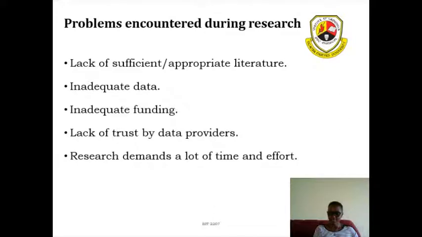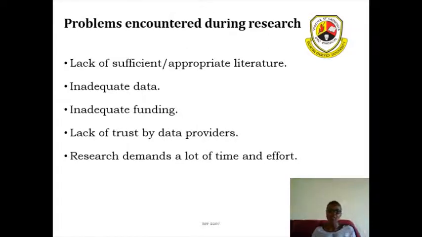Inadequate data. This is a problem, especially if you go to someone who doesn't want to release information. Inadequate funding. This one is a must. It exists. We simply have to work within the limits we have.